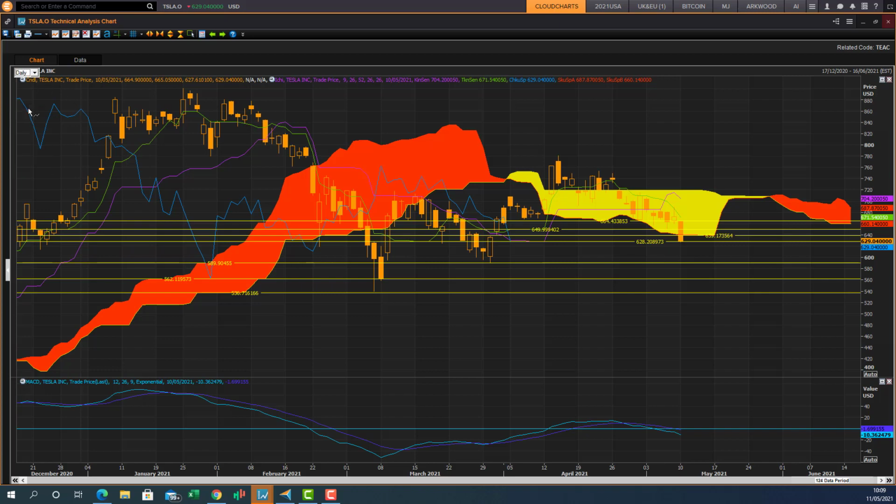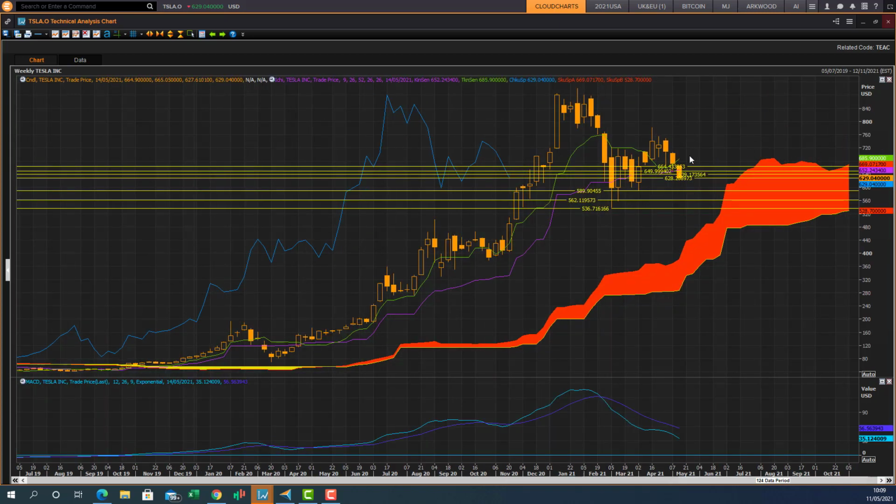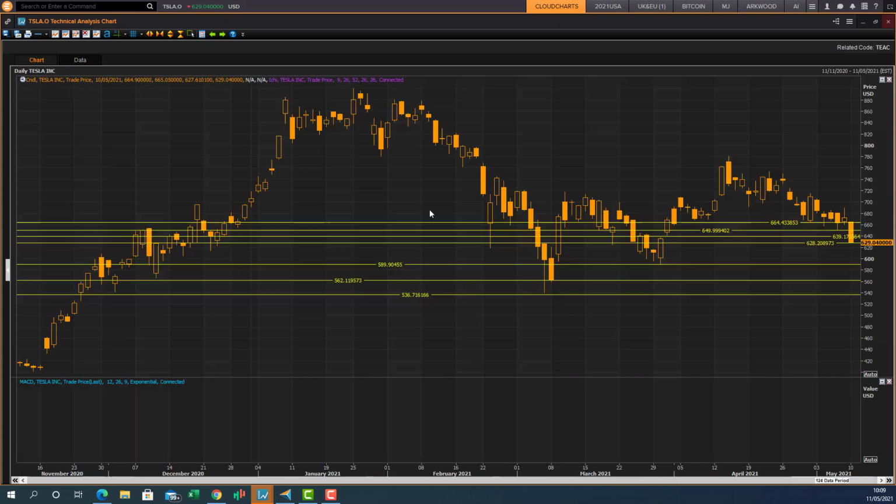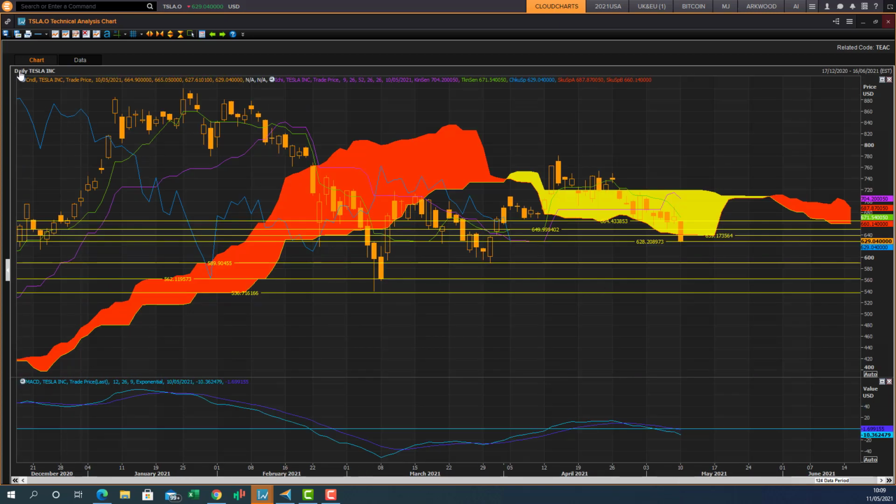If we turn to the weekly, we can see it's still bullish. Price action is above the cloud, with downside support targets with a potential rebound from the top end and bottom end of the cloud chart levels. So it's a critical week ahead for Tesla to regain its levels.